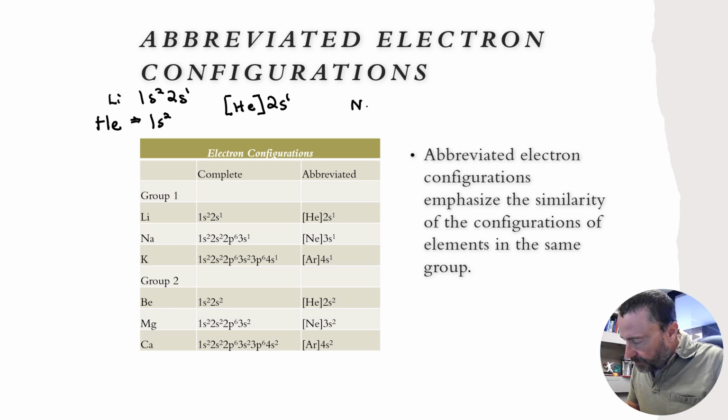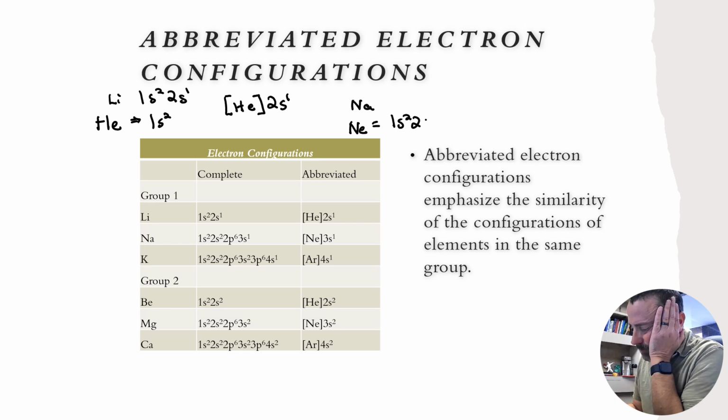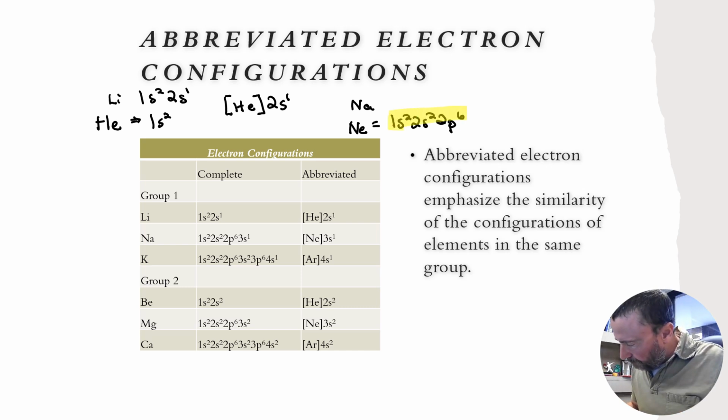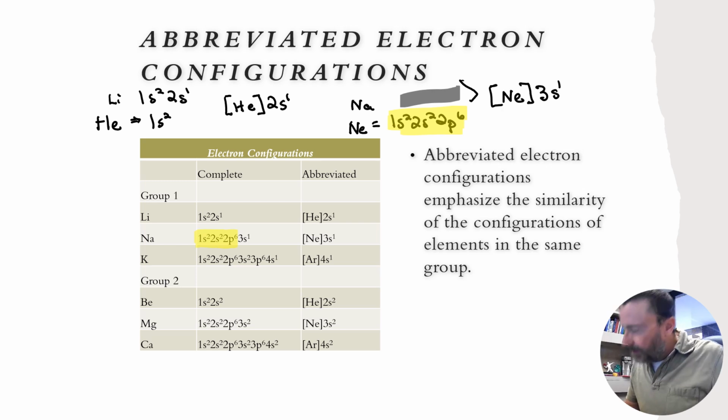Or our sodium, which we just did on the previous slide. Well, look, neon has the electron configuration of 1s2, 2s2, 2p6. That electron configuration is exactly the same as that. And so we can shorthand our sodium as being identical to neon, plus it has that 3s1 electron as well.